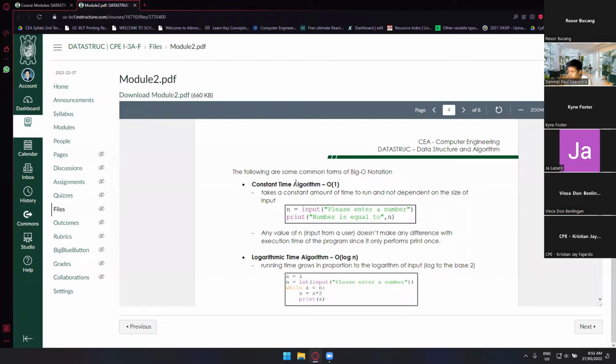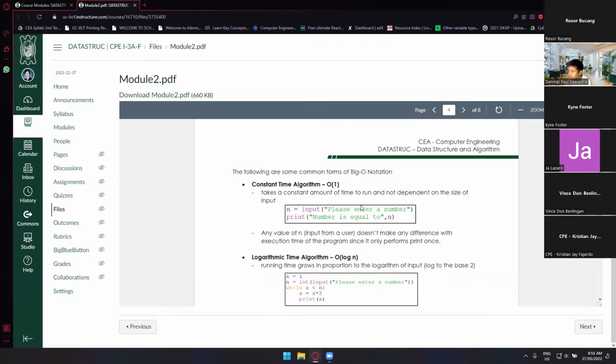So the following are some common forms of big O notation. We have the constant time algorithm, so the O, and then of course the constant value, let's say 1. This one takes a constant amount of time to run and is not dependent on the size of input. So n is equal to input, please enter a number. This line requires you to input a number, and after inputting a number it will be printed: the number is equal to whatever n you have inputted.